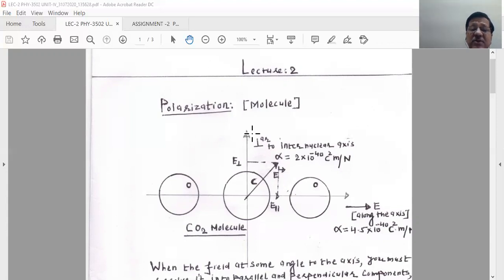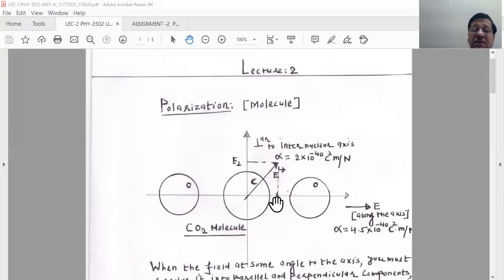Now suppose you apply your external electric field along the internuclear axis, that is, along the x direction, and you study the polarization of this CO2 molecule and find the value of alpha, the polarizability. You will find that it is of the order of 4.5 times 10 raised to minus 40 coulomb square meter per Newton. This is an SI unit.